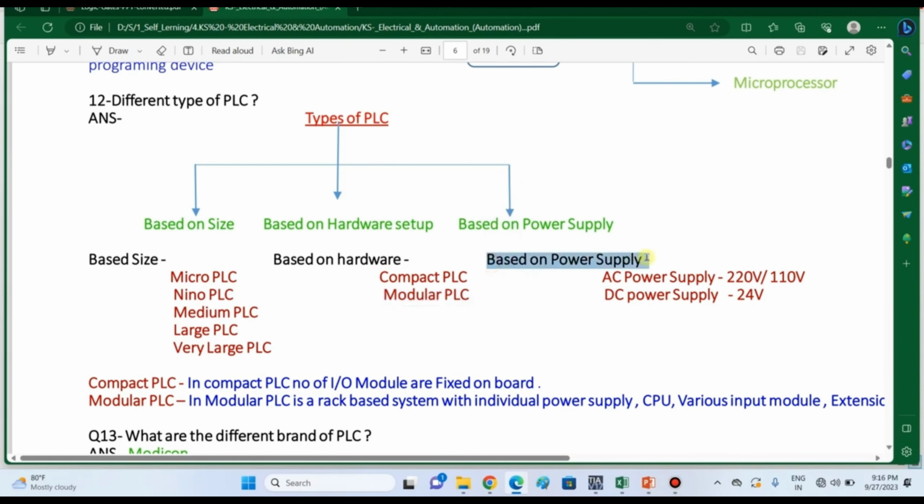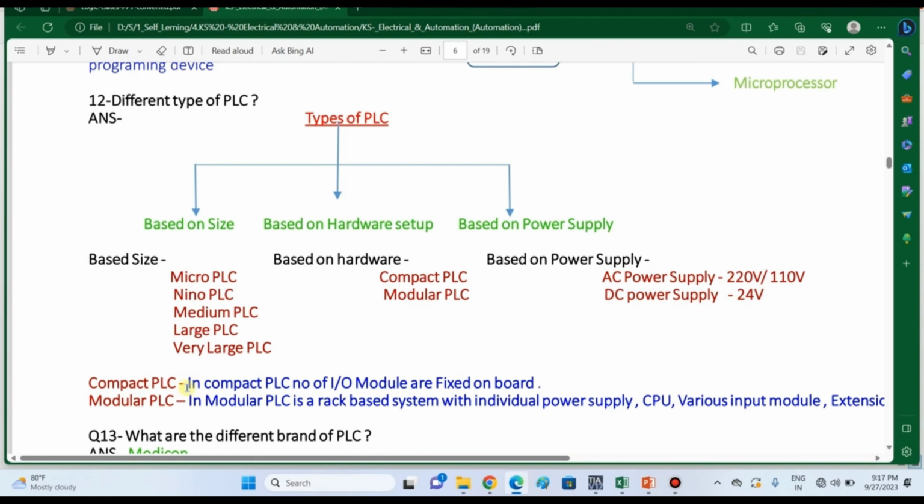And based on power supply, there is AC power supply. In AC power supply, it is 220 volt or 110 volt AC supply, and DC power supply is 24 volt. So a PLC is operated from two power supplies: first is AC power supply and second is DC power supply, 24 volt.